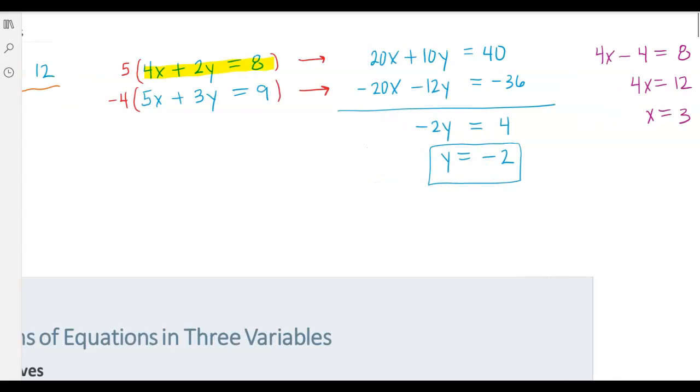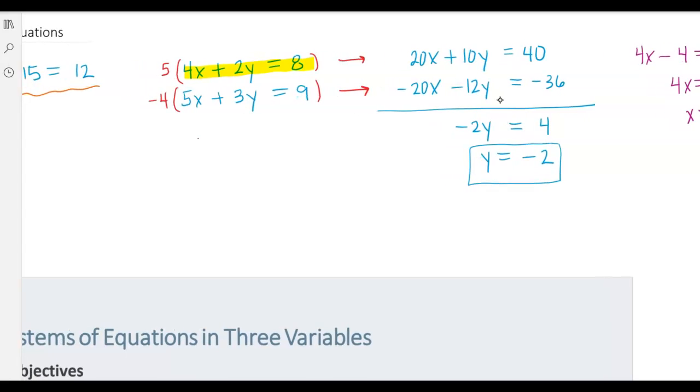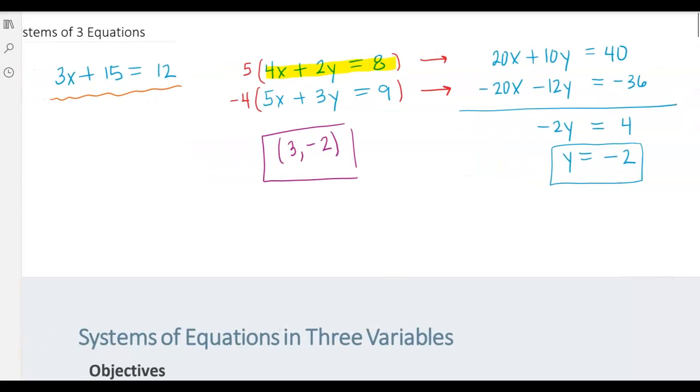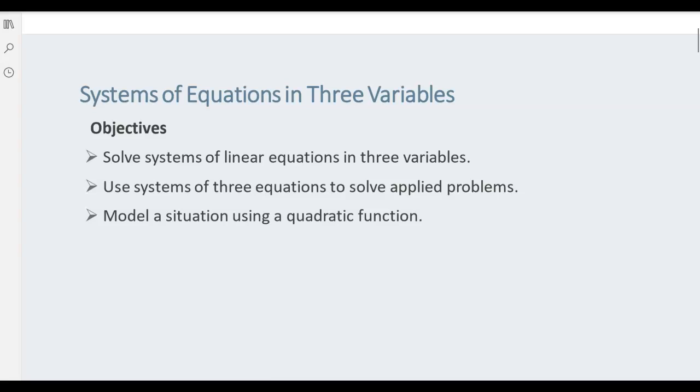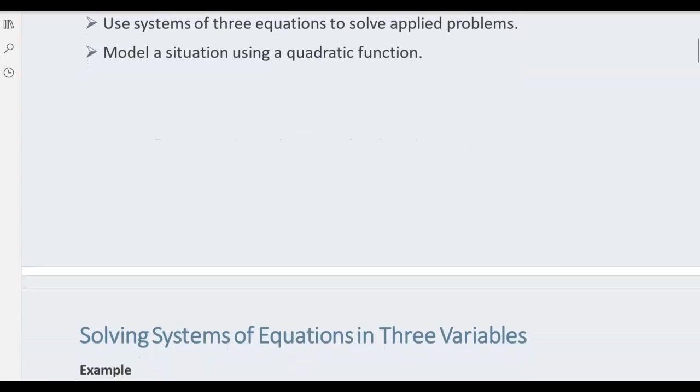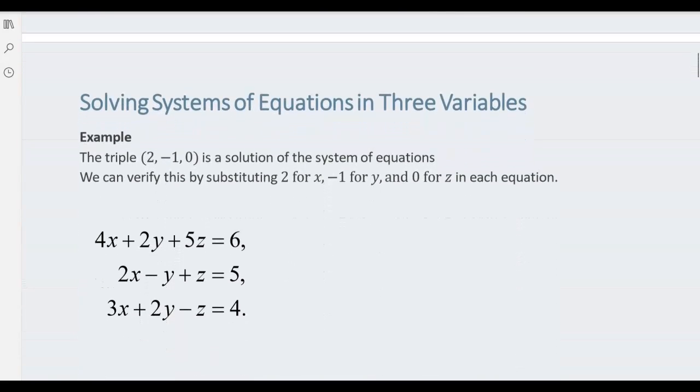So the solution to this set of equations that we started with is 3, negative 2, and I could check my solution by plugging back into both equations originally just to verify that they make both equations true. We're going to extend this idea to systems of three equations where we have three variables and come up with a number of ways to solve these. And then we'll look at a couple applications.